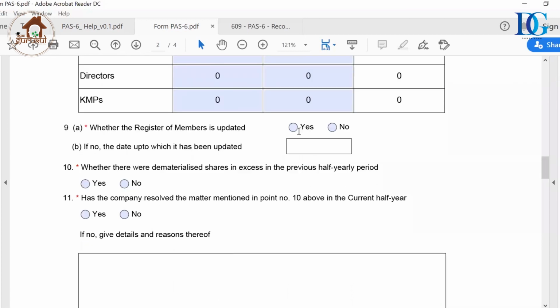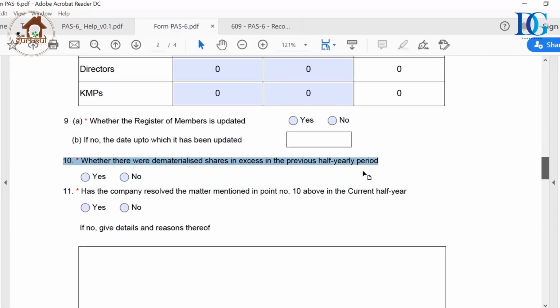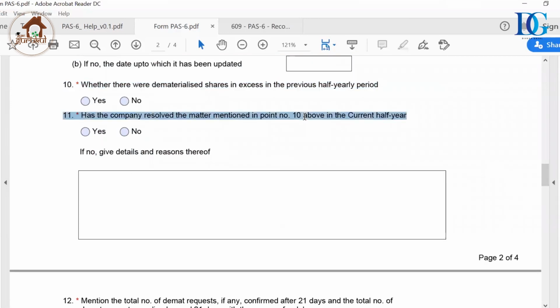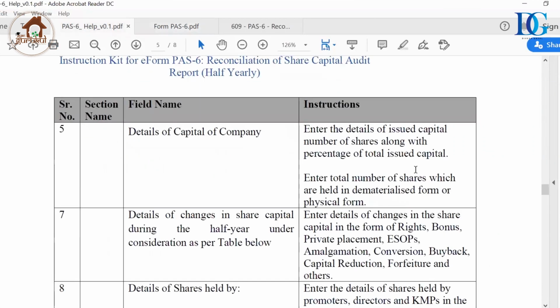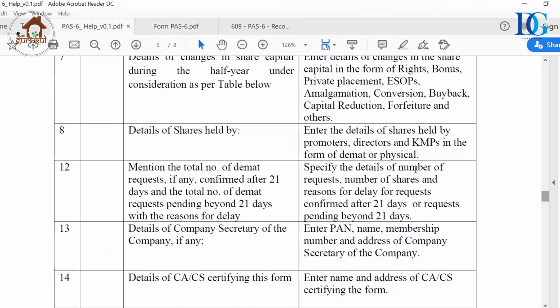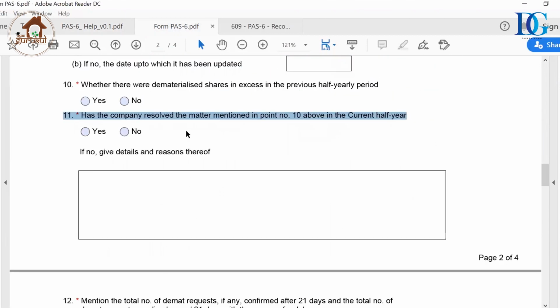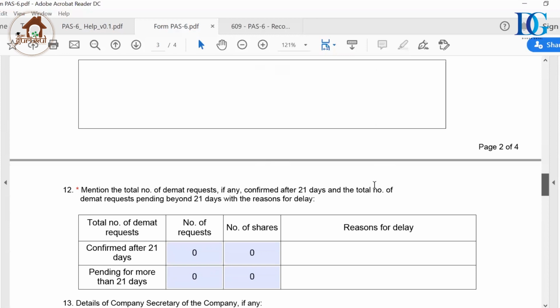Whether the register of members is updated. As the company secretary or chartered accountant certifying the form, please check whether the registers are completely updated. Whether there is dematerialized share capital in excess of the previous half year period, you have to mention yes or no. Point number 11, has the company resolved the matter mentioned in 10 above in the current half year? Let's see point number 10. Whether the company resolved the matter mentioned in point number 10, dematerialization excess, you have to mention yes or no and give the details of the same.